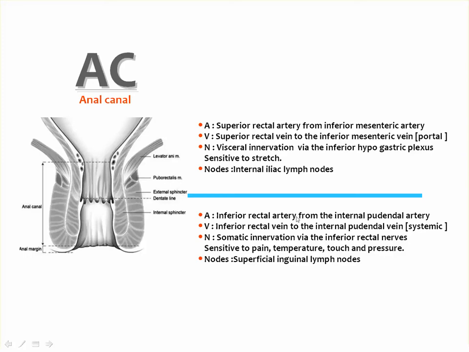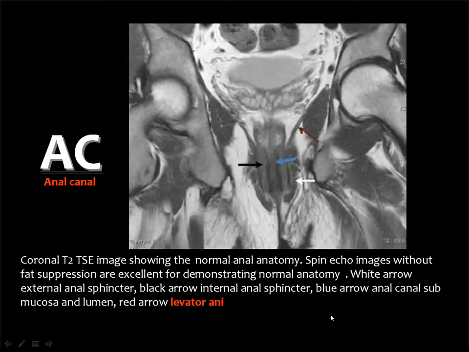While the lower part is supplied by the inferior rectal artery, which is a branch from the internal pudendal artery. The venous drainage is to the inferior rectal vein, which drains to the internal pudendal vein, a systemic venous drainage. The nerve supply is somatic innervation from the inferior rectal nerve, which is sensitive to pain, temperature, touch, and pressure. And the lymphatic drainage goes to the superficial inguinal lymph nodes.